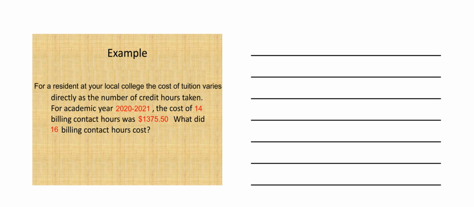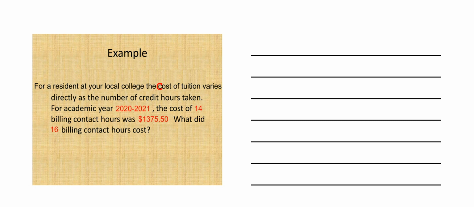Here we have an example for direct variation or inverse variation. For a resident at your local college, the cost of tuition, and let's notice cost of tuition, so C. We call this letter C, right? Cost of tuition varies directly as the number of credit hours taken for academic year 2020 to 2021. The cost of 14 credit hours was $1,375.50. What did 16 credit hours cost?